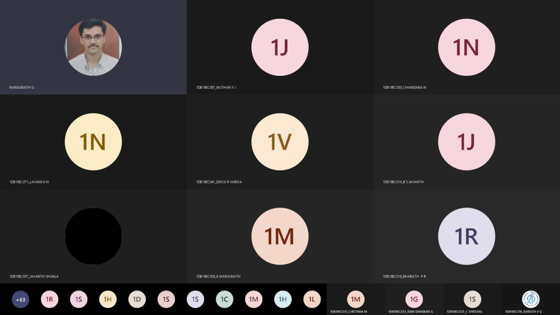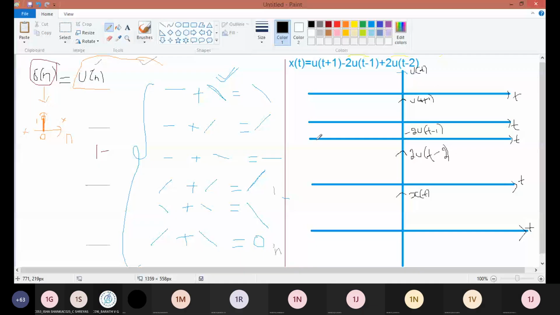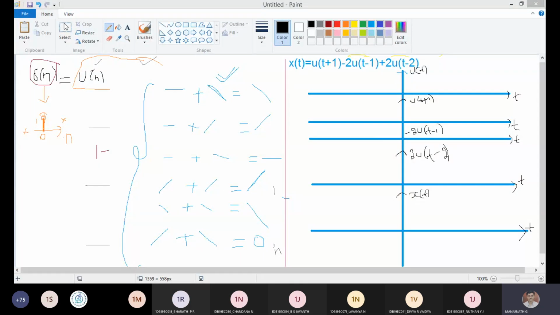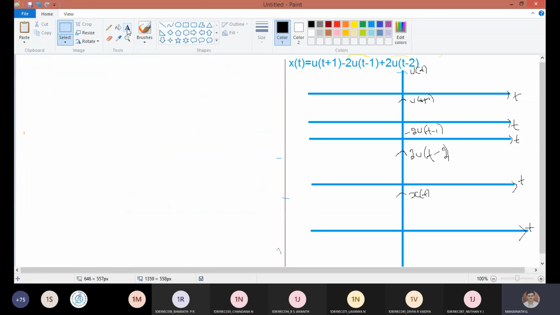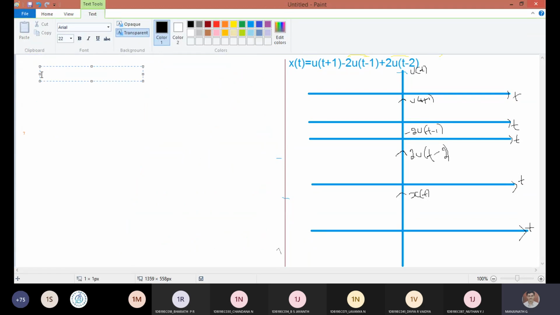So let me give one more problem. Is Paint visible? I just make an outline like this and it will be helpful for you. So let me keep that as it is. Go with the next question, guys. I want you to analyze now: x of t equals 3 times u of t minus 2 times u of t minus 1.